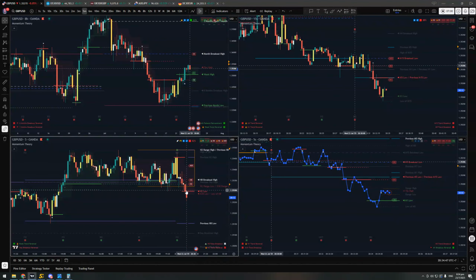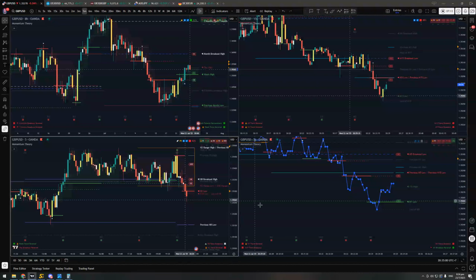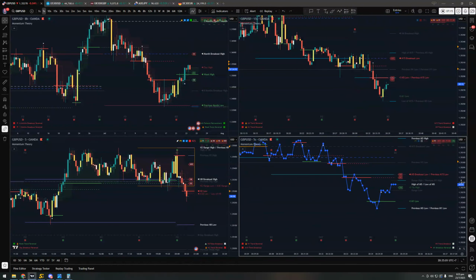I want this to get back above this M1 breakout level. This will allow me to get in a super tight entry here. 3 seconds closing and breakout. So we're still bearish.